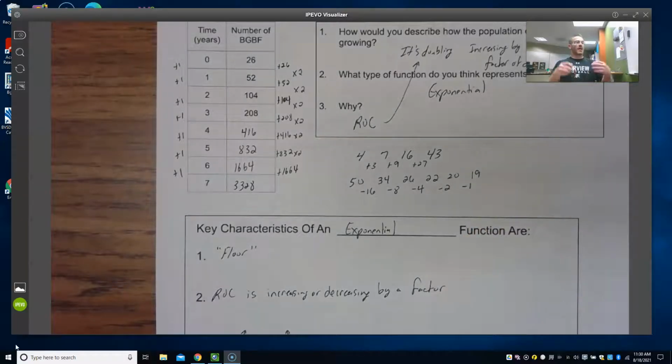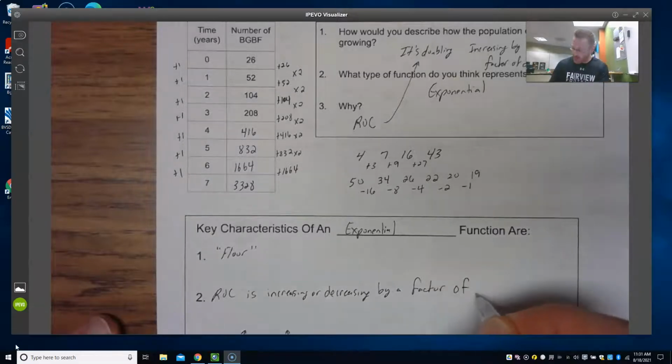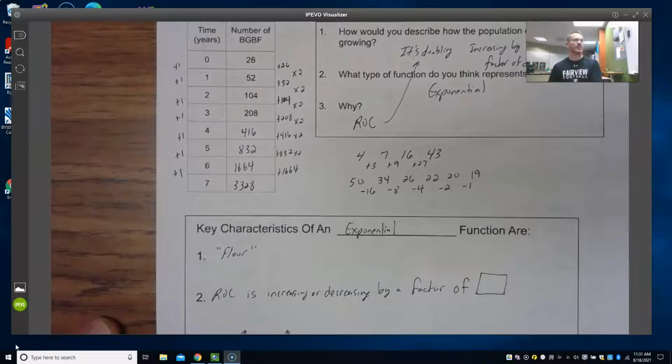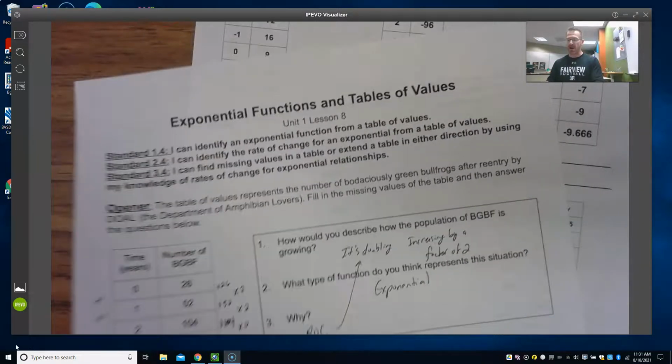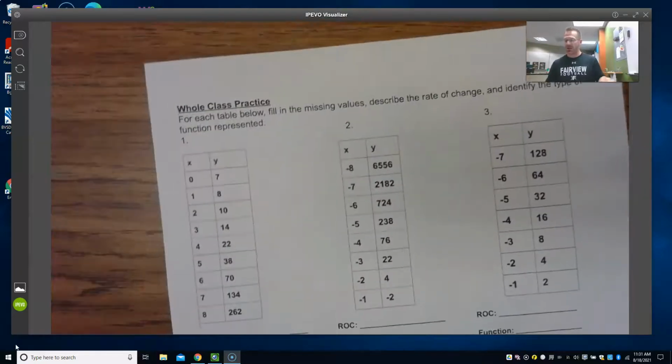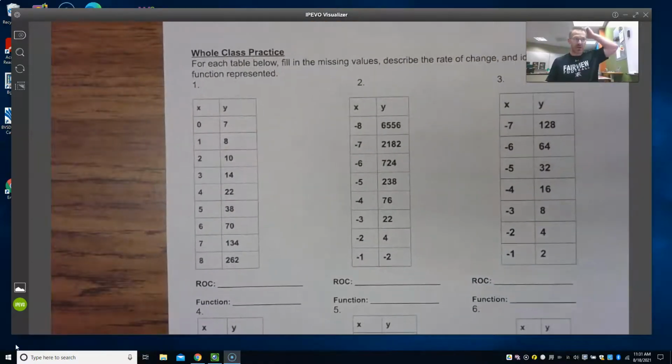All right, so that's what we mean by increasing or decreasing by a factor of whatever that number happens to be. All right, so let's take a look at some example problems. So let's flip over to the back and look at some of the whole class problems. All right, so let's look at number 1.